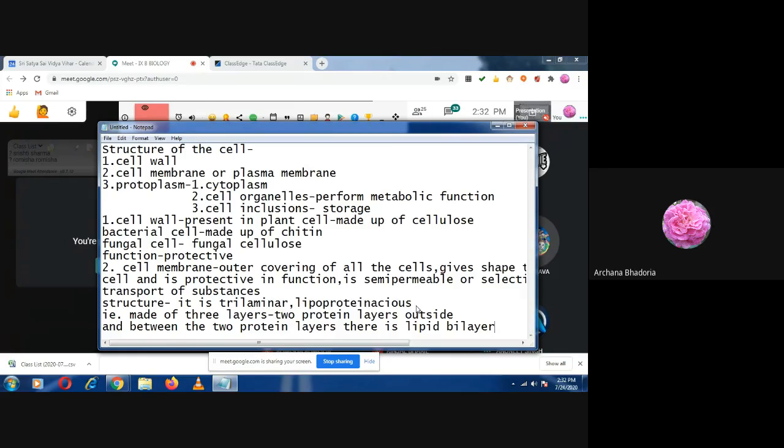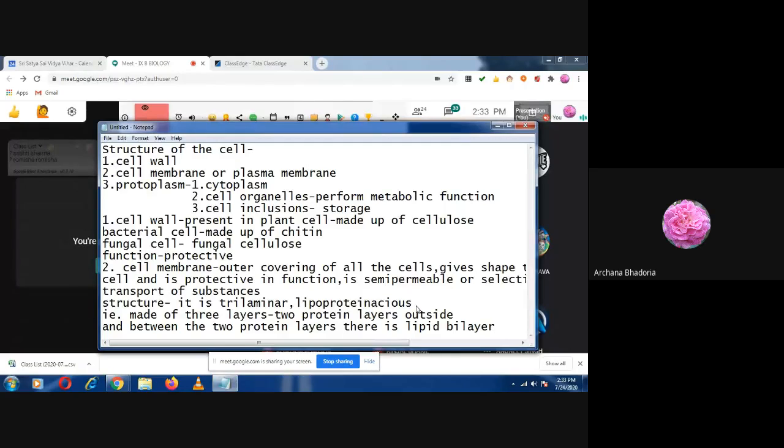What is the meaning of lipids? Fat. You all know carbohydrates, proteins, fats. So it is made up of proteins and fats. And we call it as lipoproteinaceous. मतलब इन दो वर्ड से हम पूरा डिस्क्राइब कर देते हैं that the plasma membrane is trilaminar and lipoproteinaceous.